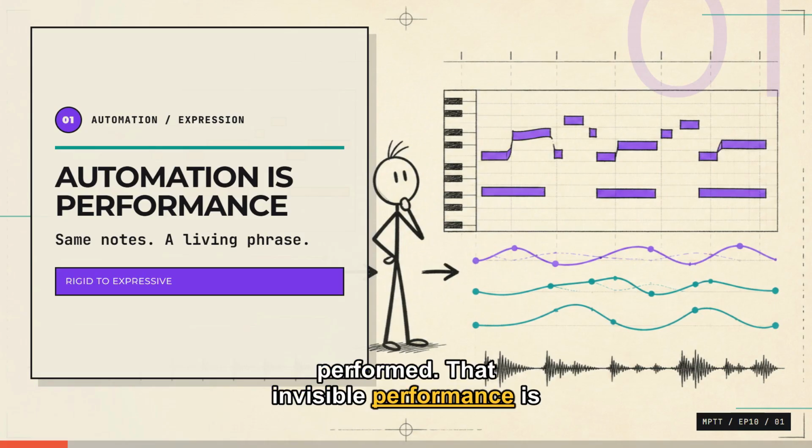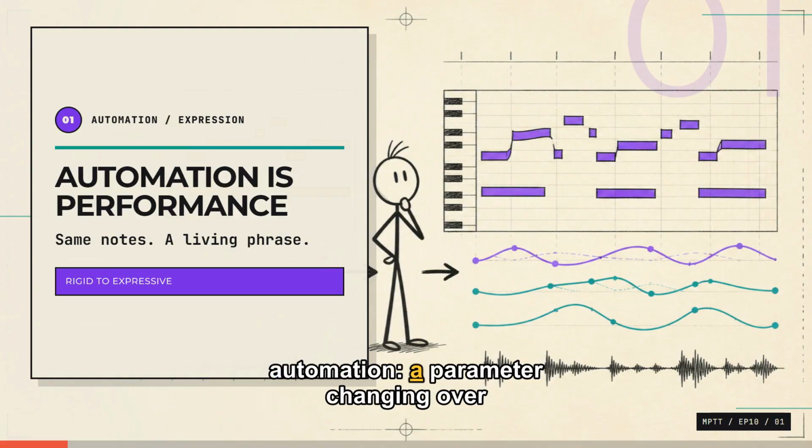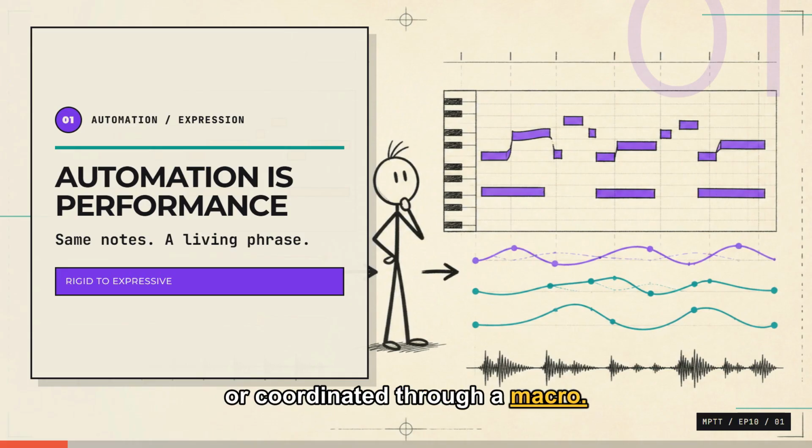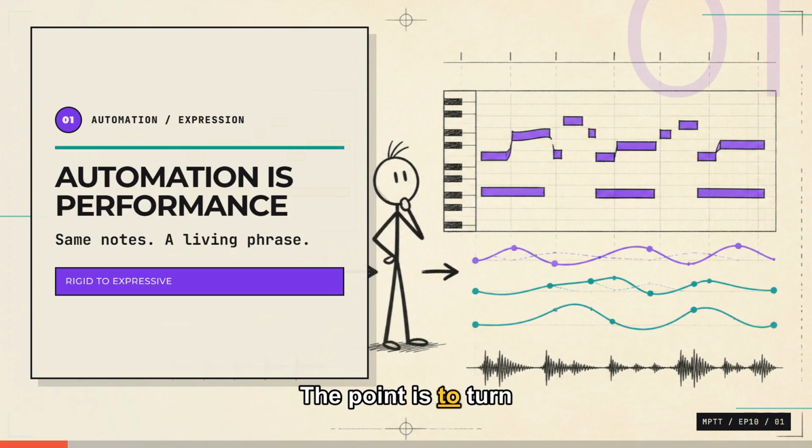That invisible performance is automation, a parameter changing over time. It can be drawn, recorded from a controller, generated by modulation, or coordinated through a macro. The point is not to make every knob move. The point is to turn the arrangement's intention into motion.